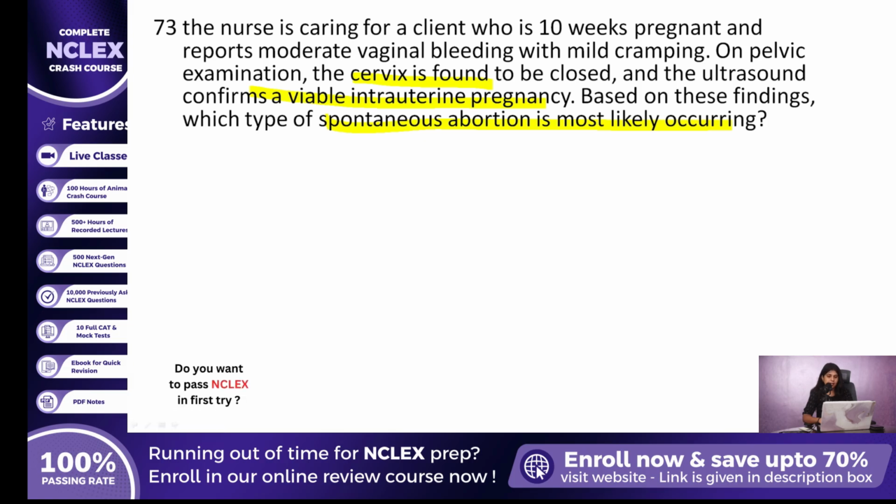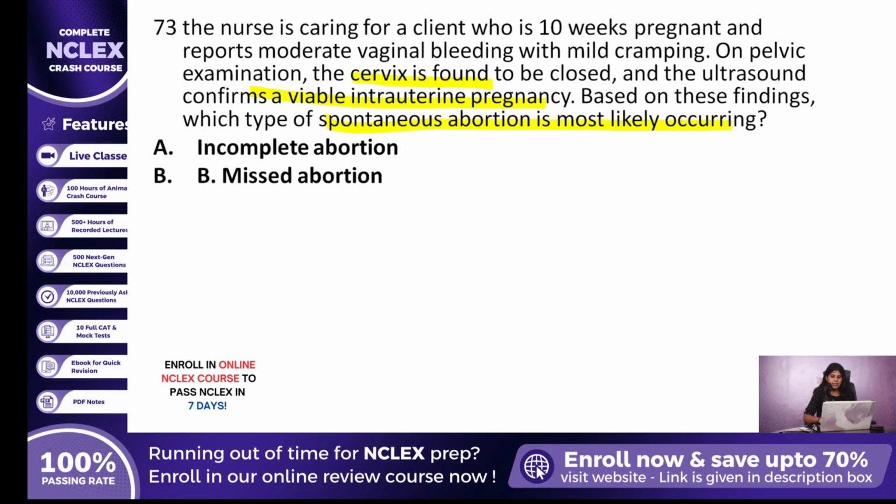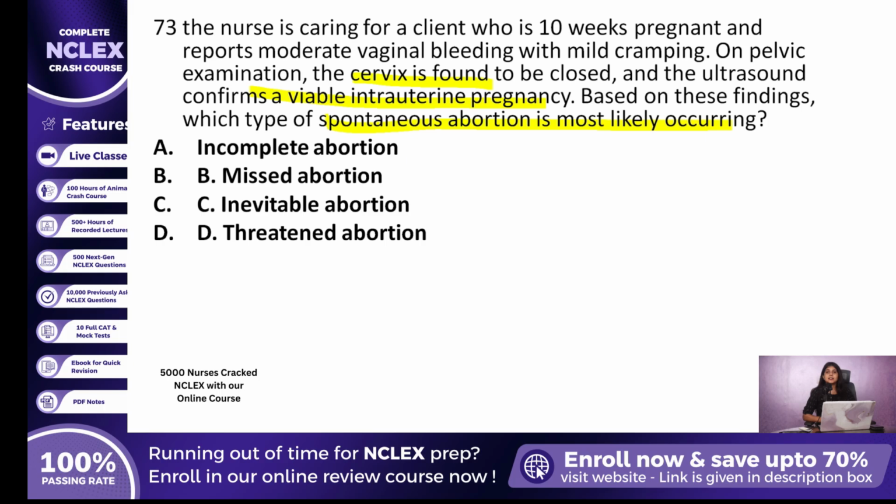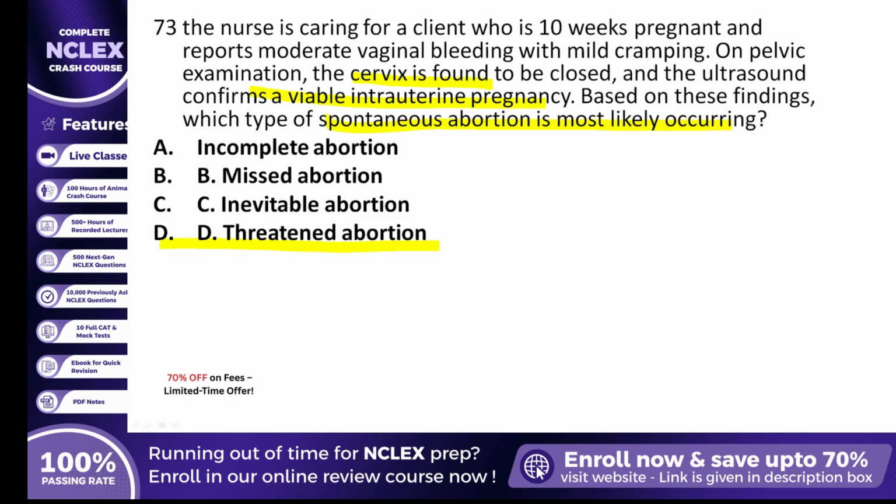Here are the options: A. Incomplete abortion, B. Missed abortion, C. Inevitable abortion, D. Threatened abortion. The correct answer is D. Threatened abortion. Here is the rationale.